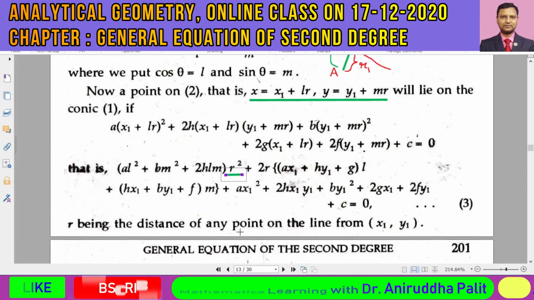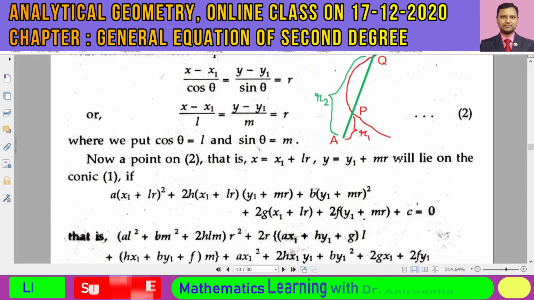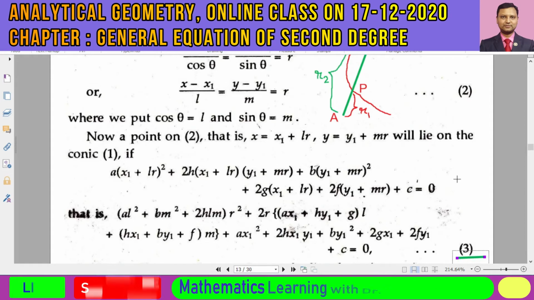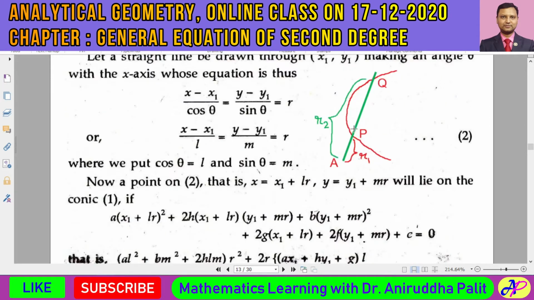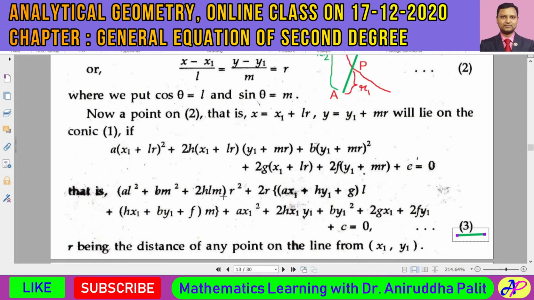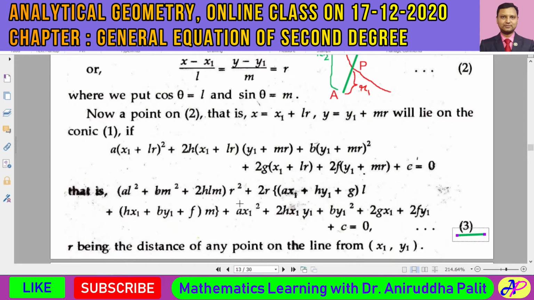For R equal to R1, we will get one point, and that would be this point P. Got it? And for R equal to R2, we will get another point, and that would be this point Q. So for different roots of this equation number 3, we will have two different points P and Q. As this is a second degree equation, we would never get three roots of this equation.